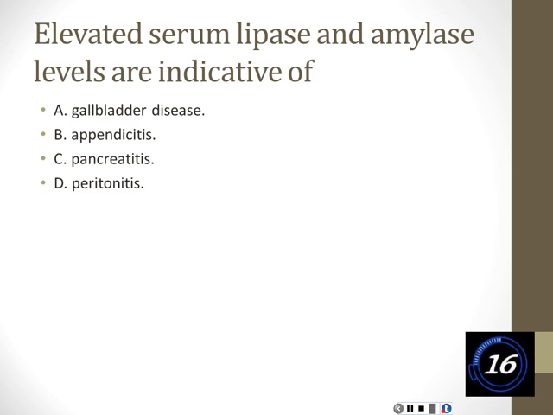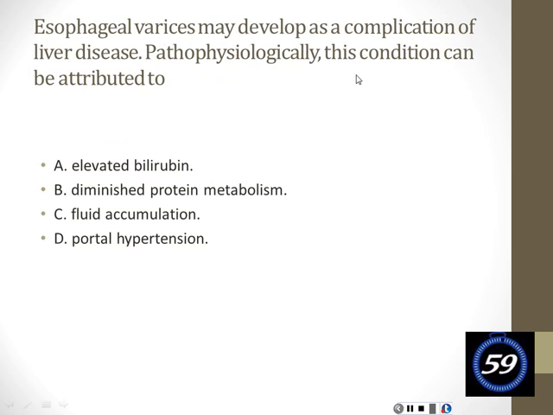Good, most of you got that. That's pancreatitis. We talked about the amylase, but lipase is also one of those enzymes that the pancreas makes for the digestive tract. It should never appear in the blood. All right. So esophageal varices may develop as a complication of liver disease. We talked about that. Pathophysiologically, this condition is attributed to which of those things?